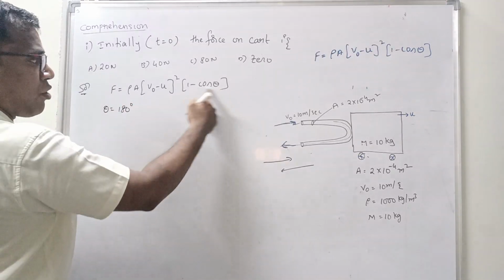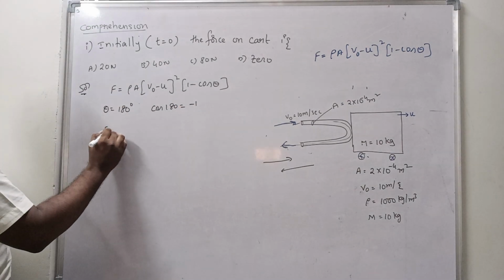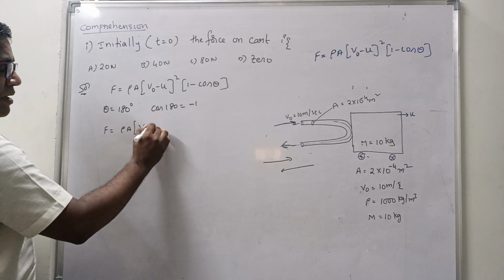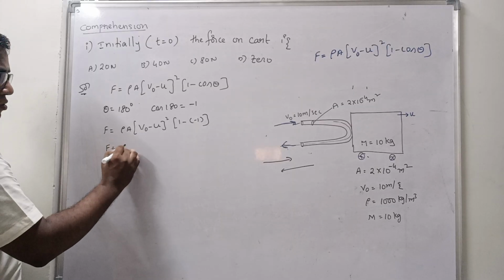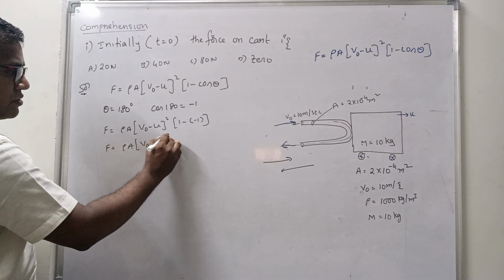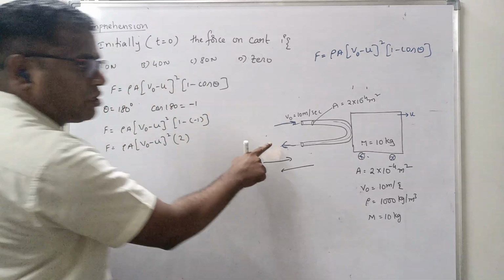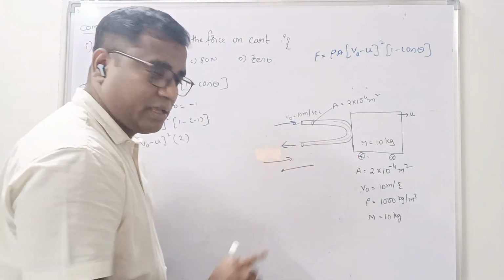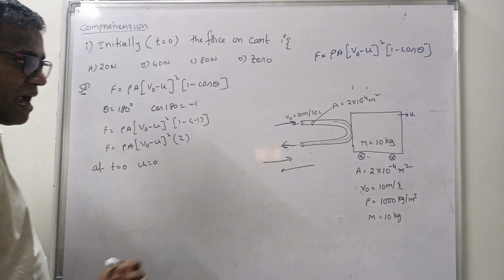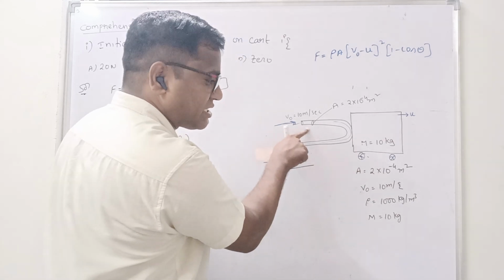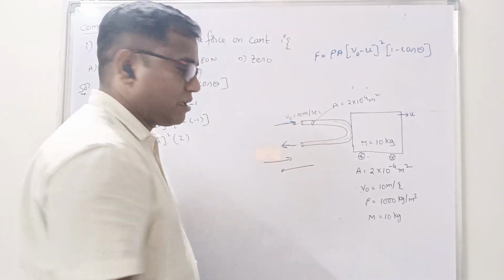If theta is equal to 180, what about cos theta? Cos 180 is equal to minus 1. So again I will modify. F is equal to rho A (V naught minus u) whole square into (1 minus (minus 1)), so F is equal to rho A (V naught minus u) whole square into 2. And again he is asking for t is equal to 0. At t is equal to 0, initially the cart is at rest, so u is equal to 0. The remaining values are given here: area of cross section, velocity of jet, density of the liquid, and mass of the cart is also given.